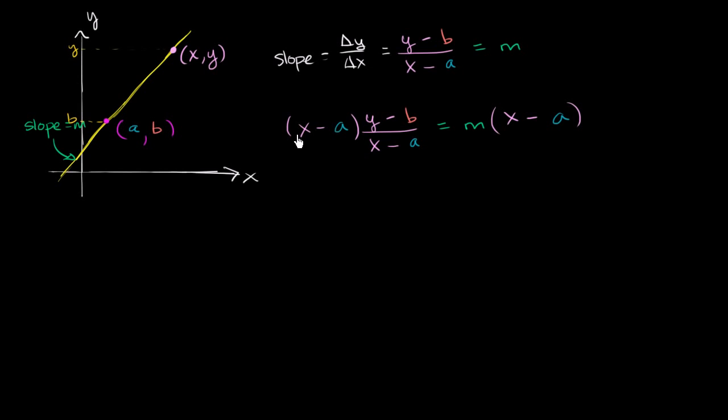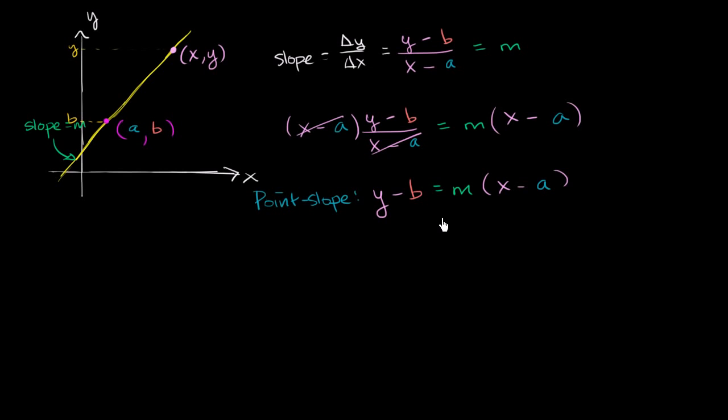The whole point of that is you have x minus a divided by x minus a, which is just going to be equal to 1. And then on the right-hand side, you just have m times x minus a. So this whole thing has simplified to y minus b is equal to m times x minus a. And right here, this is a form that mathematicians have categorized as point-slope form. So this right over here is the point-slope form of the equation that describes this line.